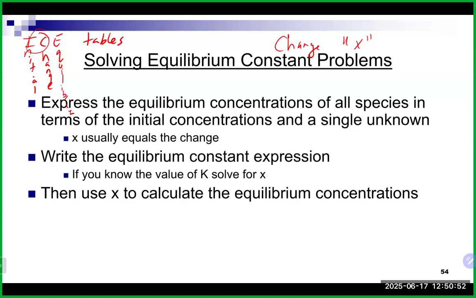Ultimately, we're going to solve for what X is, and that's going to allow us to figure out everybody's equilibrium concentration. So, for example, if you had a reaction like A plus 2B goes to AB2. Why not? We'll do that.